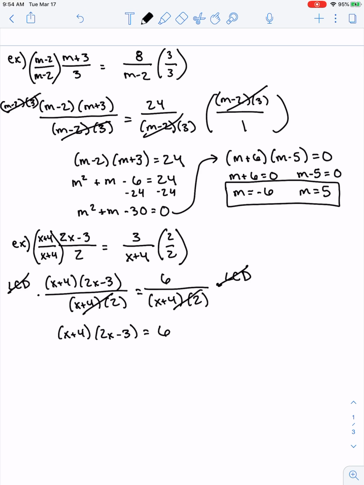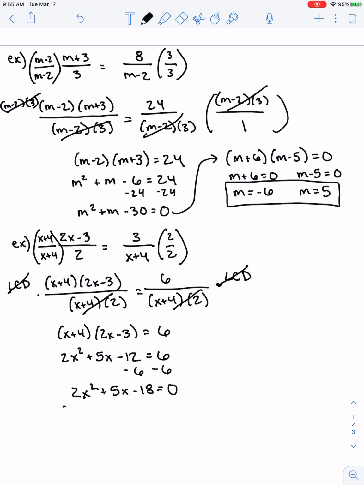Now if I distribute this, I end up with a 2x squared plus 8x minus 3x, so plus 5x minus 12 equals 6. And I get 2x squared plus 5x minus 18 equals 0.